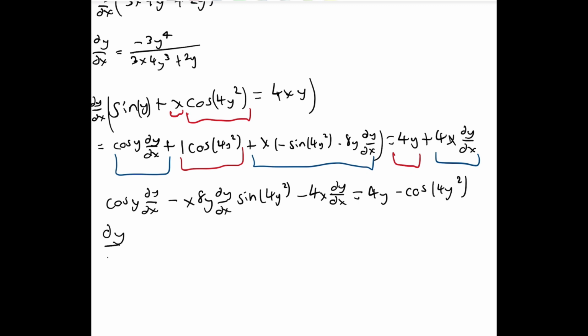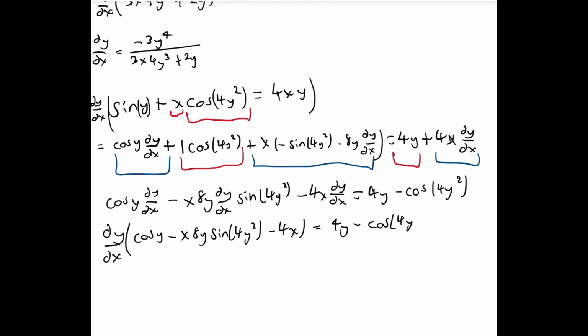So dy/dx times cosine y, take x times 8y times sine of 4y squared, take 4x, equals negative 4y, take cosine of 4y squared.